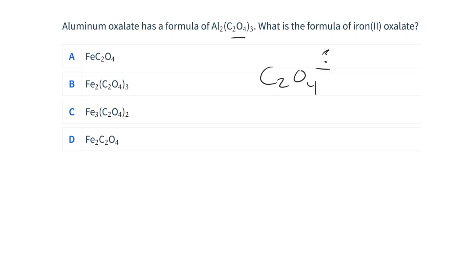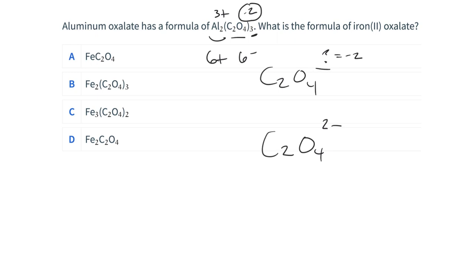Well, let's look at the ratio of aluminum. We know aluminum's a 3 plus. That's the only charge aluminum forms. So that gives us a total of 6 plus coming from the 2 Als. And so then I have to counterbalance that with the 6 minus from the oxalate ions. There's 3 oxalate ions in the formula, so that means oxalate has to have a charge of minus 2. So we can deduce from the information in the problem that oxalate ion must be C2O4 with a 2 minus charge.